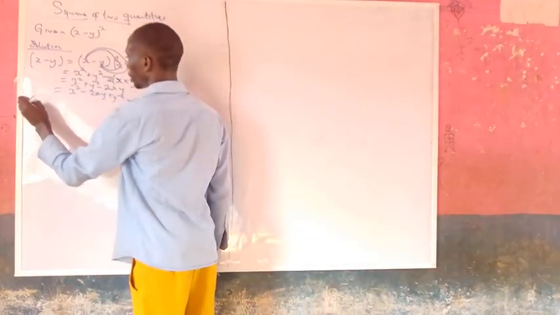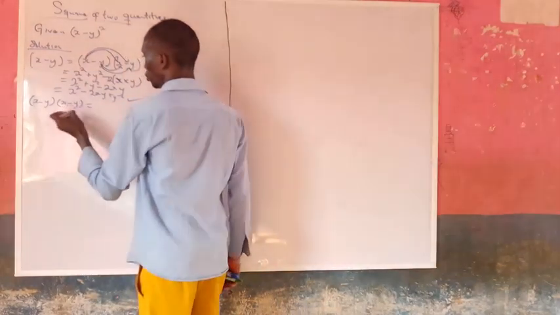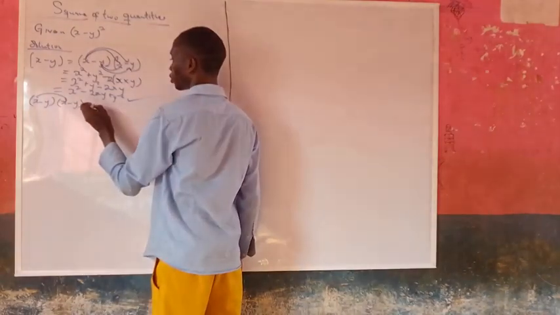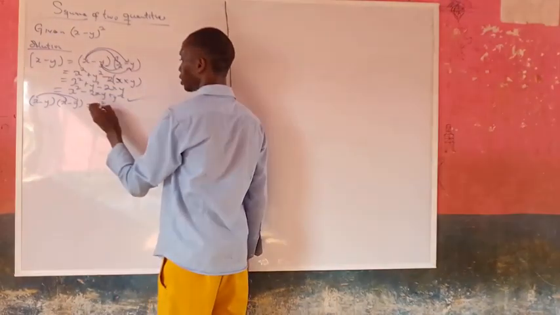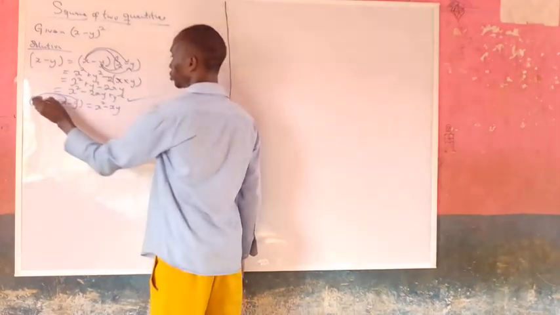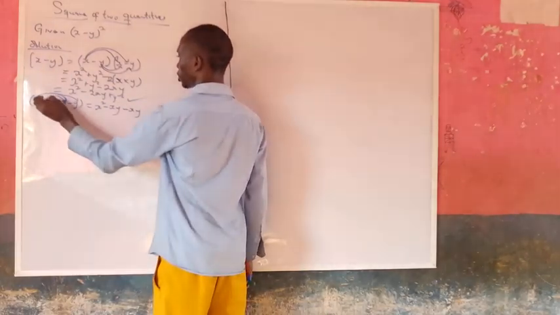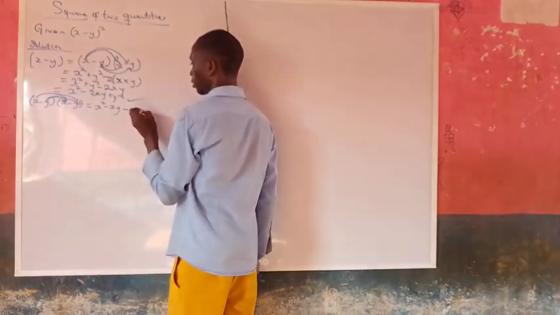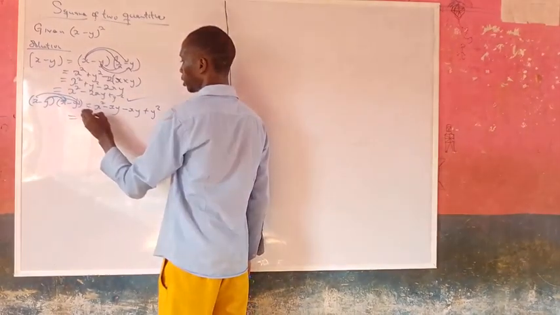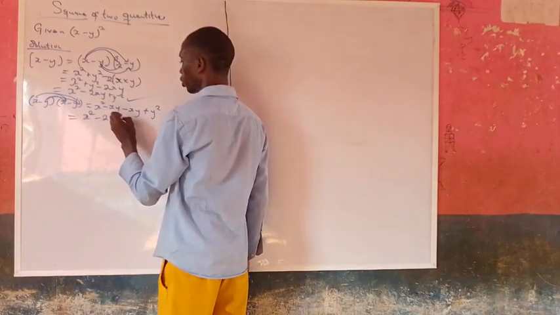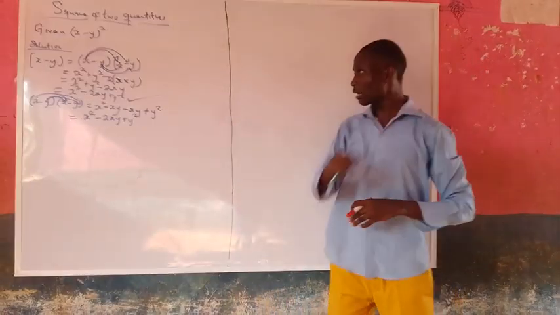If you expand this, it will be x minus y into bracket x minus y, and this will be equal to what? If this multiplies this, I'm going to have x squared. This multiplied by this also, I'm going to have minus xy. This multiplied by this, I'm going to have minus xy. And this multiplied by this, I'm going to have plus y squared. You see, this is x squared minus 2xy plus y squared. You can see. Alright.